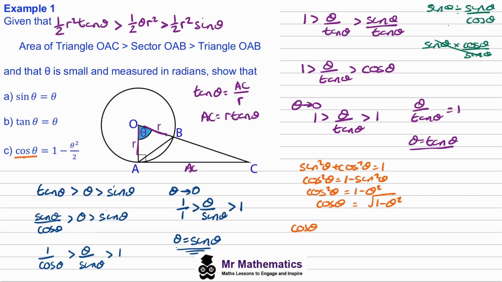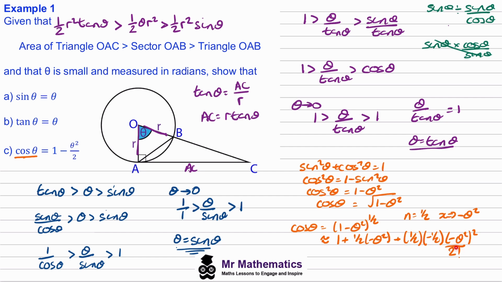This will be 1 minus theta squared to the power of a half. So our n term is a half, and our x term is negative theta squared. So we'll have approximately 1 plus nx, so 1/2 times negative theta squared, plus n minus 1, the x term squared, divided by 2 factorial.